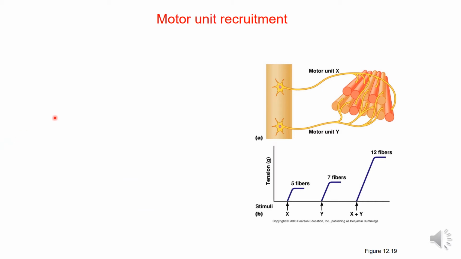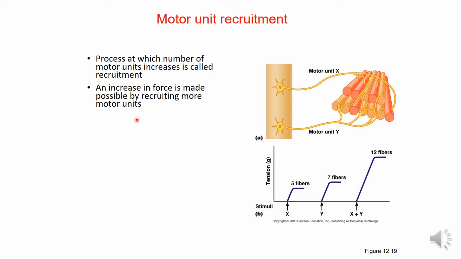Motor unit recruitment. What is the meaning of motor unit recruitment? It is the process by which the number of active motor units increases. We have here a motor unit X composed of this motor neuron plus 5 muscle fibers. We have here motor unit Y consisting of motor neuron Y and 7 muscle fibers. When you produce simultaneous activation of both motor units, you get activation of 12 muscle fibers. That is the meaning of recruitment. An increase in the force is made possible by recruiting more motor units.